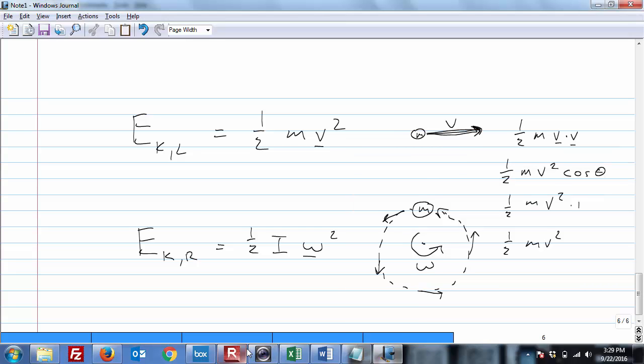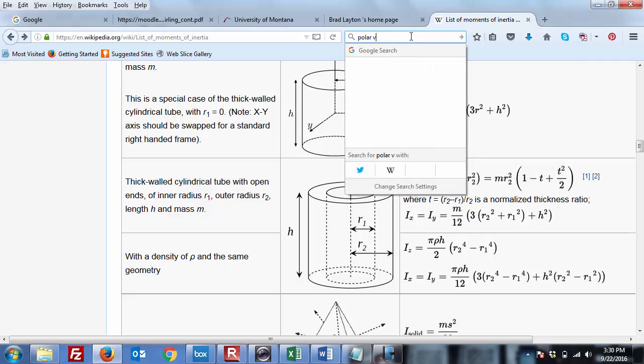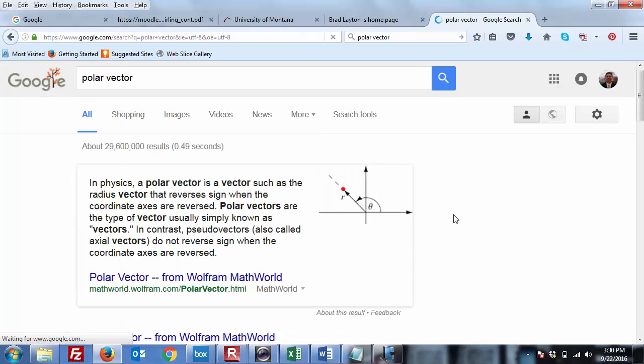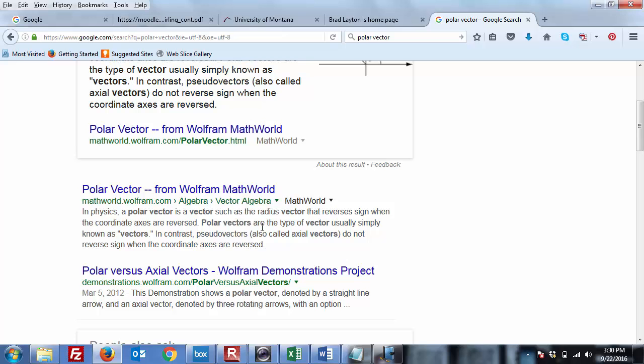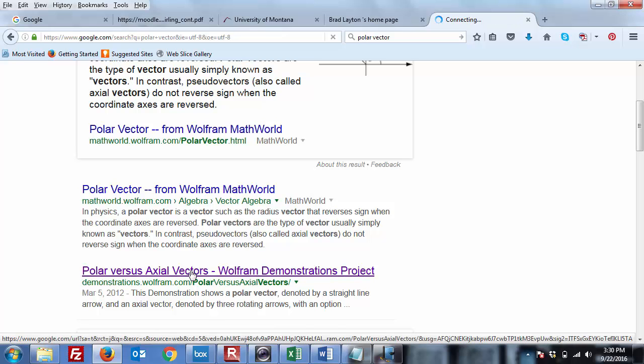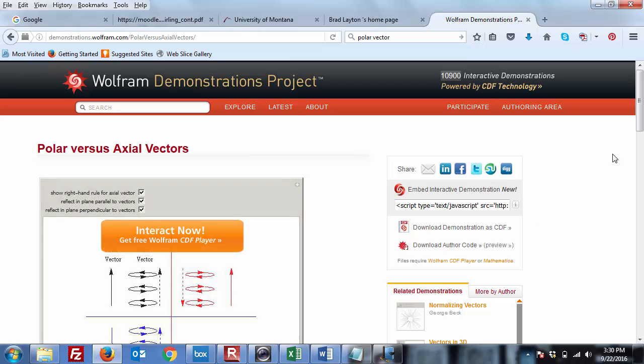Okay. Just for the sake of completeness here, there's two different ones, and it's worthwhile noting there's a polar vector versus an axial vector. And I love Wolfram. These guys are quite good.